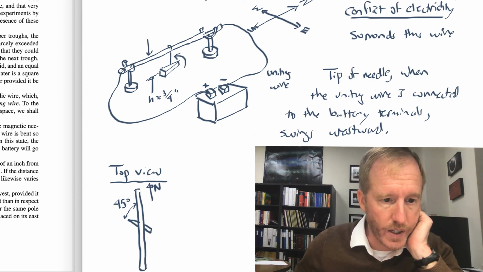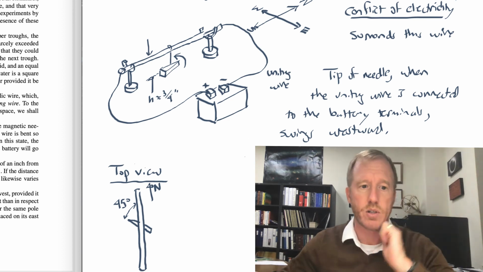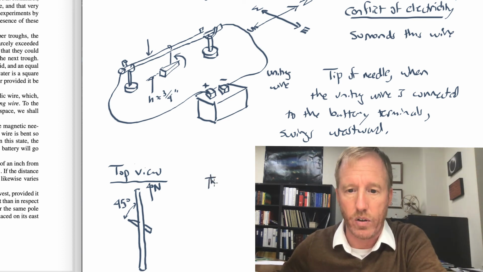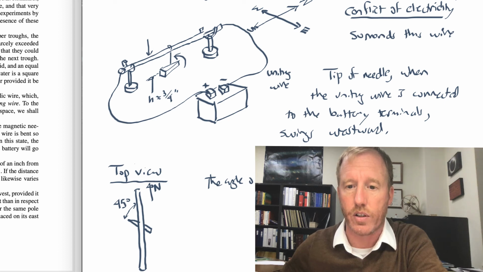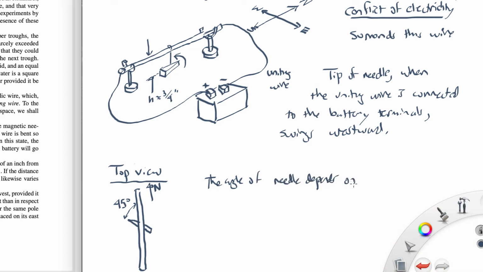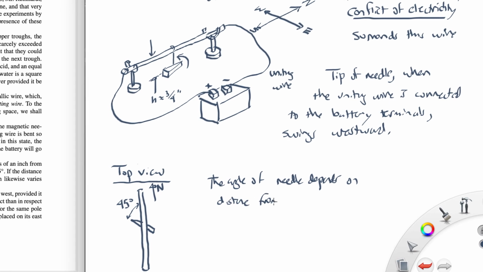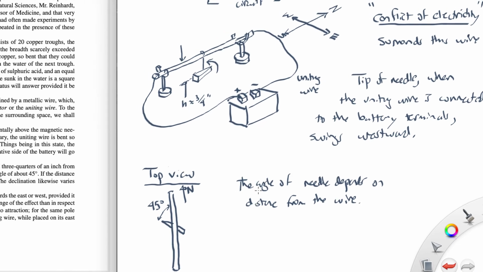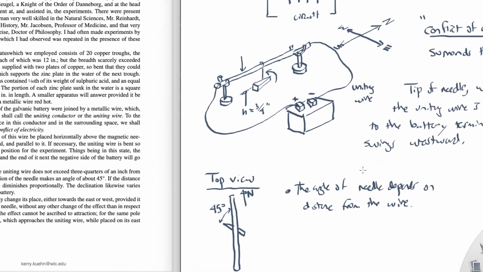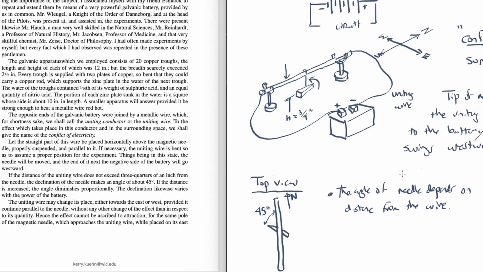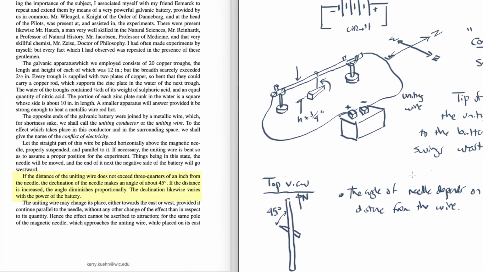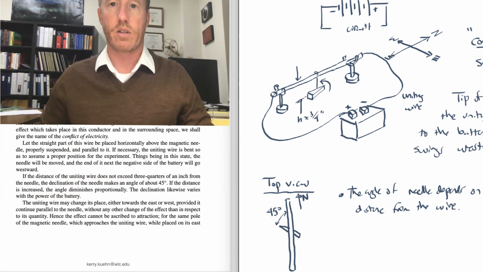Okay. If the distance is increased, he says the angle diminishes proportionally. So the angle of the needle depends on the distance from the wire, right? That's an important experimental observation. And he says its angle, the declination he calls it, likewise varies with the power of the battery. So if we used a more powerful battery, this would be a larger angle, and a less powerful battery would produce a smaller angle. Okay, so this is the first experiment that Oersted carries out.